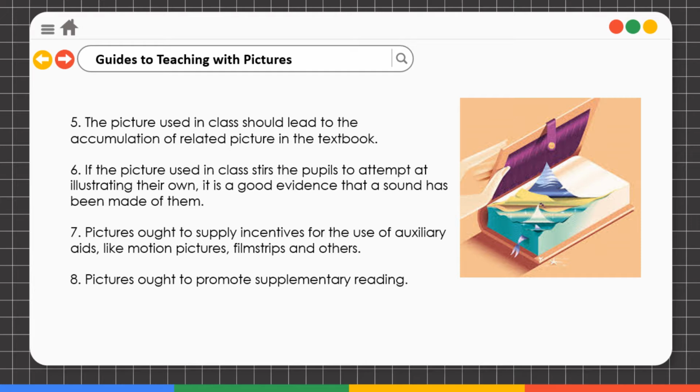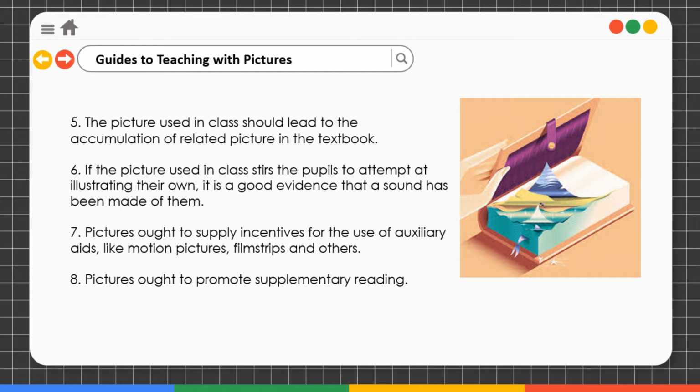Ang paggamit ng mga larawan sa pagtuturo ay nakadadagdag na mas maunawaan pa ng mga mag-aaral ang paksang tinatalakay. Minsan may mga pagkakataon na hindi na ibibigay ng mga video, music, radio, textbook at iba pang materials ang mga kinakailangan sa pagtuturo, kung kaya't nariyan ang mga larawan upang punan ng mga kakulangang ito at lalo pang maliwanagan ng mga mag-aaral sa mga konseptong tinatalakay. And lastly, number 8, pictures ought to promote supplementary reading.